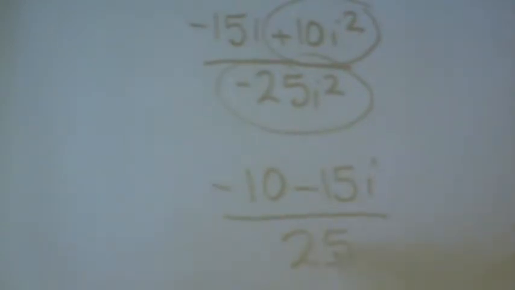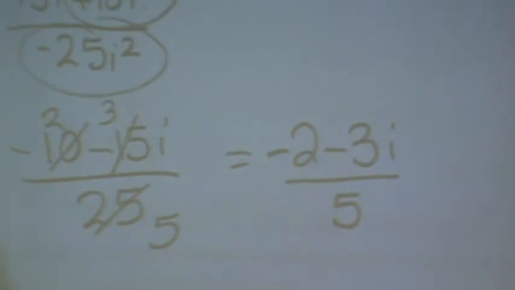Now what we're going to do is simplify by dividing all of these by 5. 5 is going to go in here, 5 is going to go in here, and 5 is going to go in here. So your answer is negative 2 minus 3i over 5. Negative 2 minus 3i over 5.